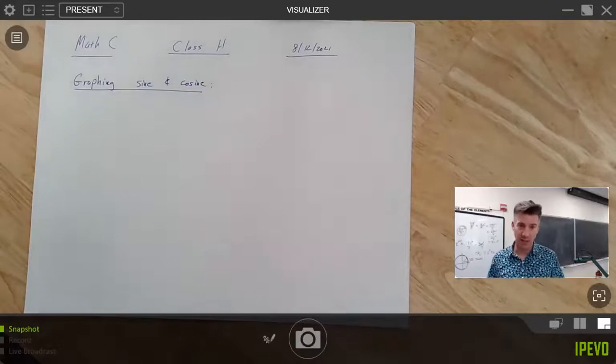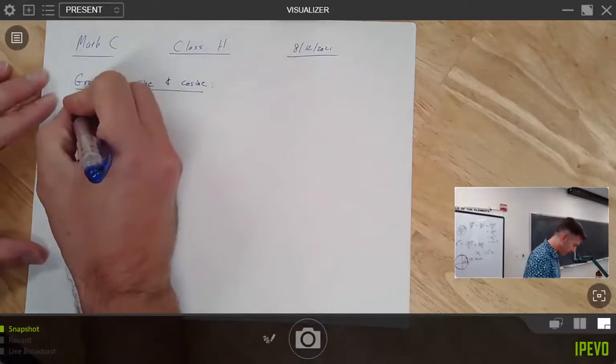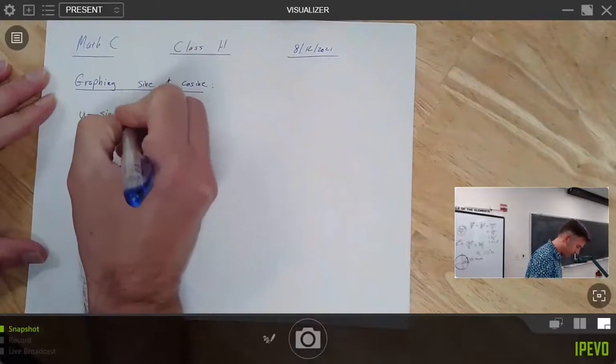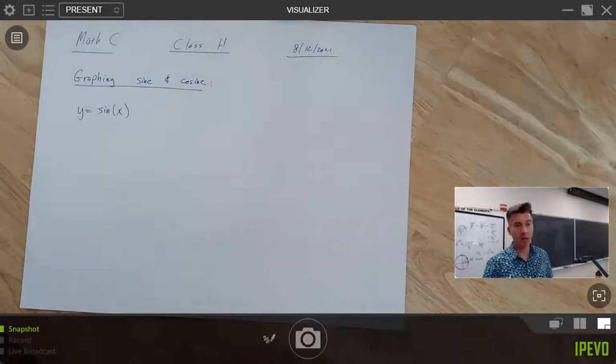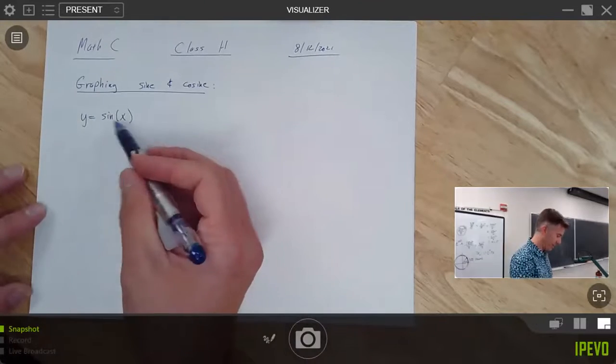Let's talk about graphing sine and cosine. So let's start with sine. And typically we're going to graph it as y equals sine of x. Now, I don't want you to confuse this with the unit circle. This is not where we're saying x is cosine and y is sine.